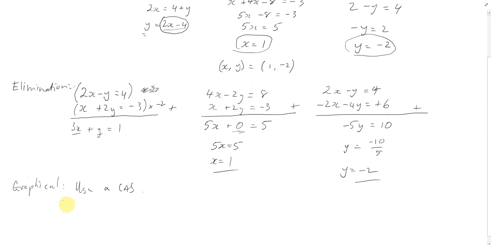So we have 2x minus y equals 4, and we also had x plus 2y equals minus 3. So this one here is y equals 2x minus 4, and if we put this one in terms of y, that's going to be 2y equals minus x minus 3, y equals minus half x minus 3 on 2. Okay, so those are the two equations that we need to put into our CAS calculator.